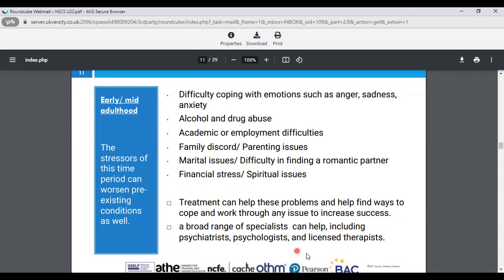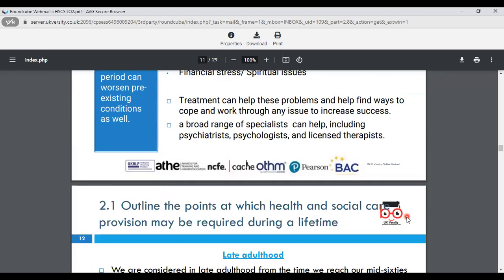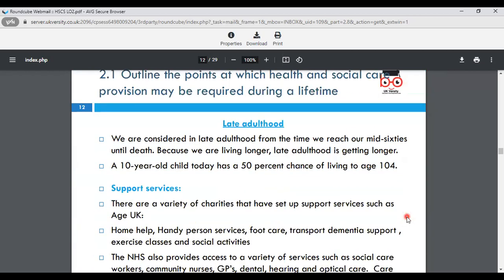There's a broad range of specialists that are working, including the psychiatrists, psychologists, and licensed therapists also, who are there to support people during their early adulthood.